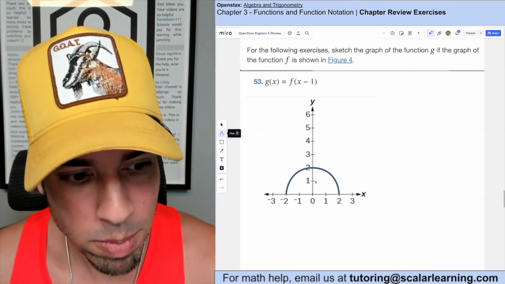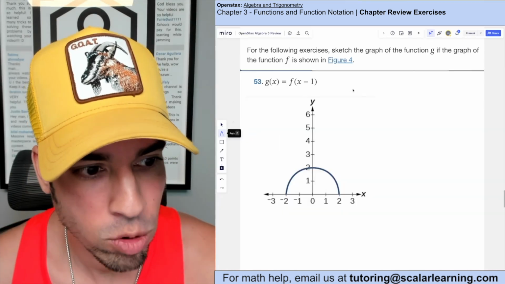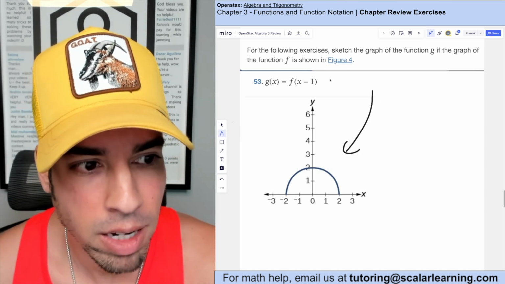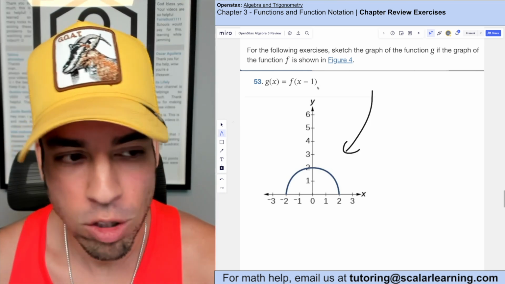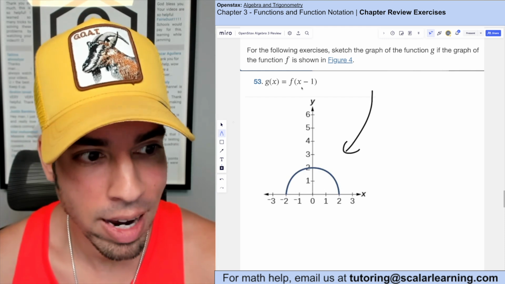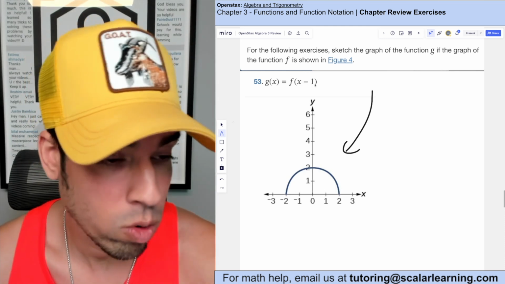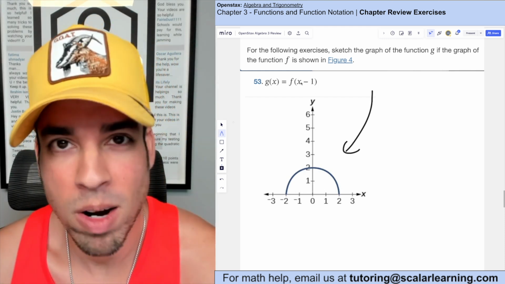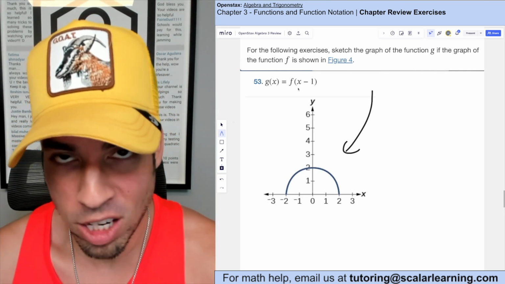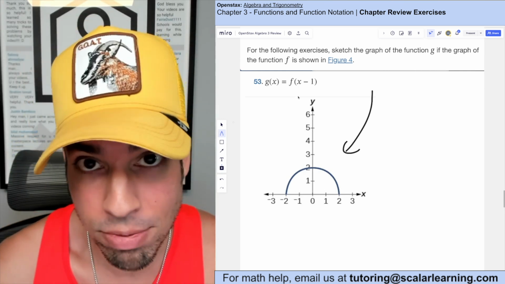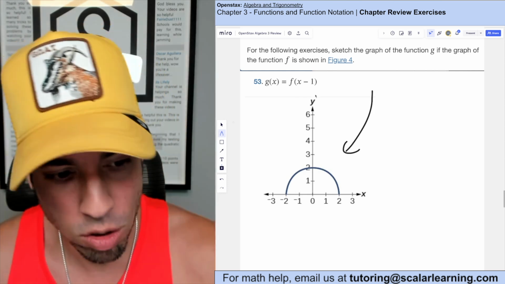So for this graph, we're meant to show f of x minus 1 if this right here is f of x. So what's the transformation in question? That's the real dilemma here. And when you subtract 1 or add 1 to the x directly, that's a horizontal transformation. Adding 1 would be moving it to the left by 1. Subtracting 1 is moving it to the right by 1.